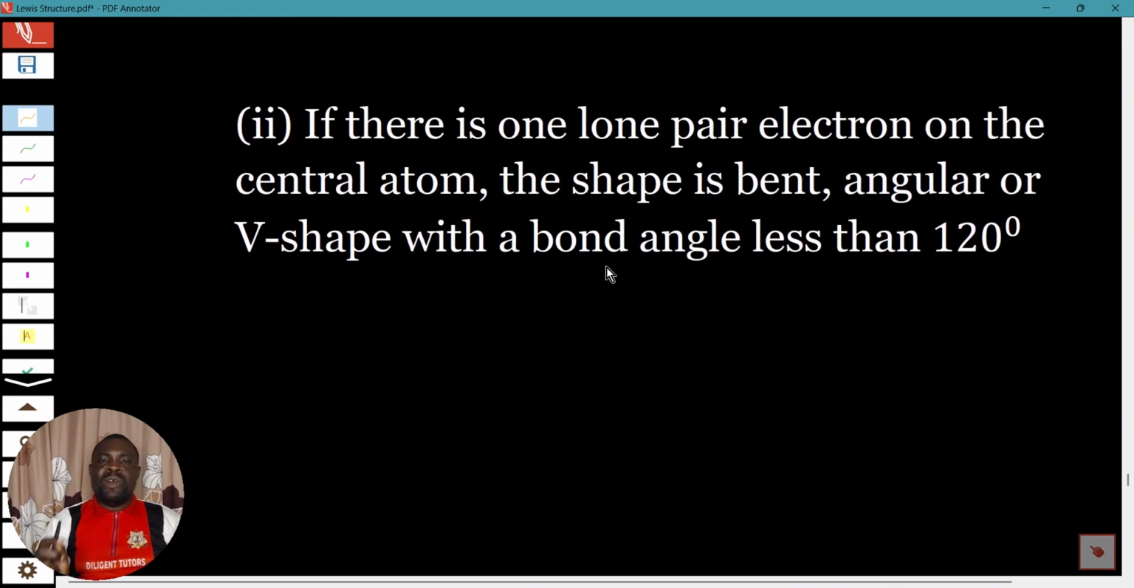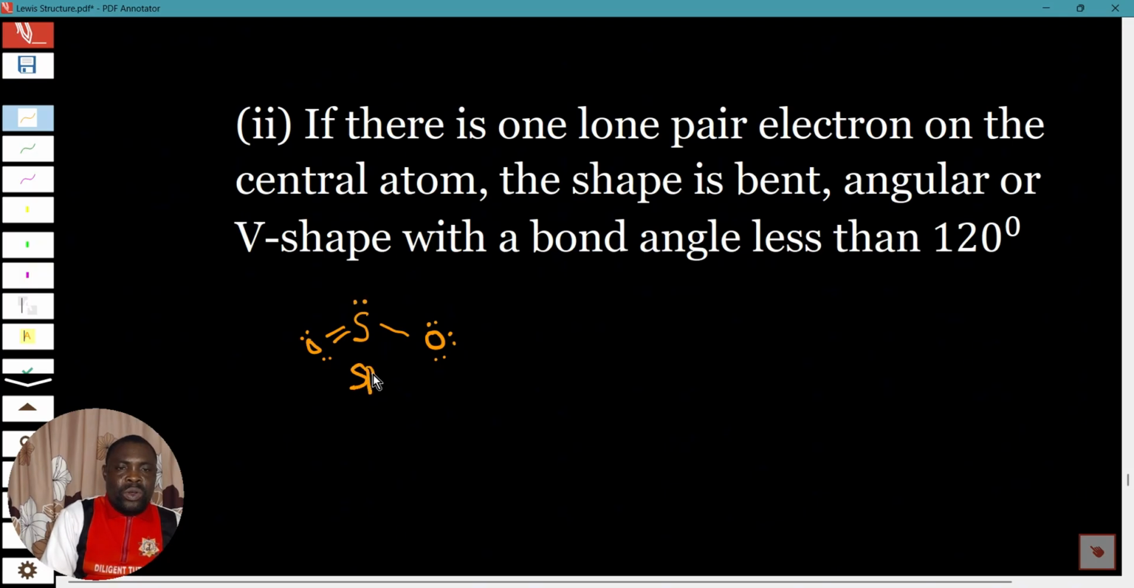Now, if the molecule is sp2 hybridized and there is a lone pair electron on the central atom, the shape will be angular, bent, or V shape. A good example is sulfur(IV) oxide. Now, sulfur(IV) oxide is sp2 hybridized with a lone pair electron on the central atom. Because of this, the shape would be angular, bent, or V-shape. And the bond angle will be less than what?